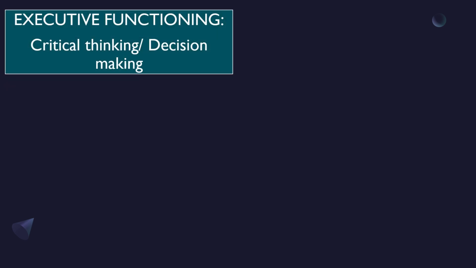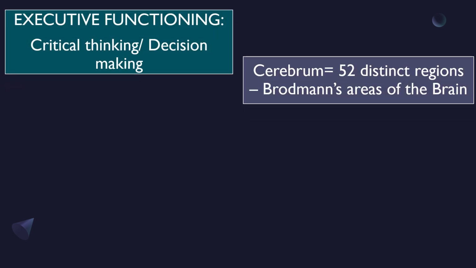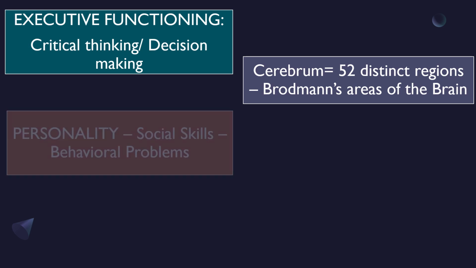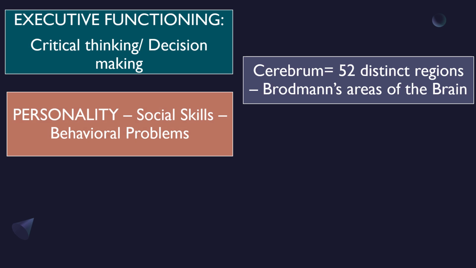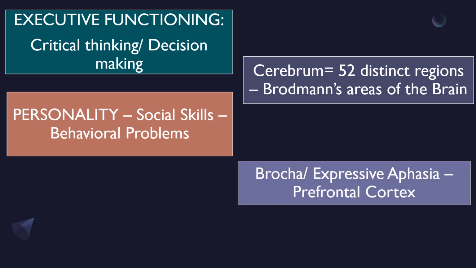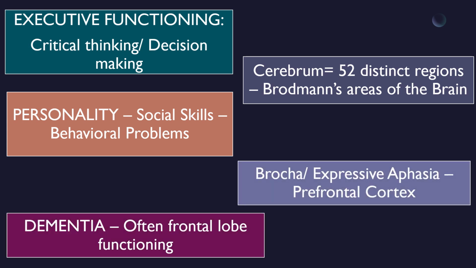The frontal lobe has motor control and executive function, with 52 distinct regions called Brodmann's areas. It's responsible for social skills, personality, and behavioral problems. When there are problems here in the prefrontal cortex, aphasia can result, and dementia is often a direct result of frontal lobe dysfunction.